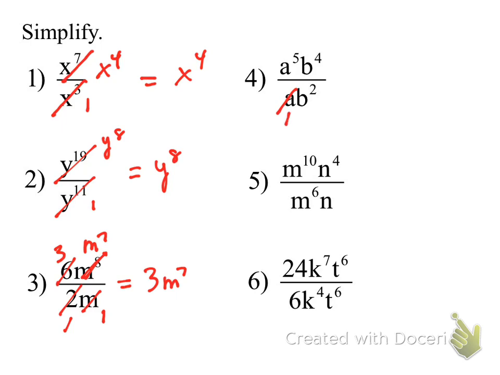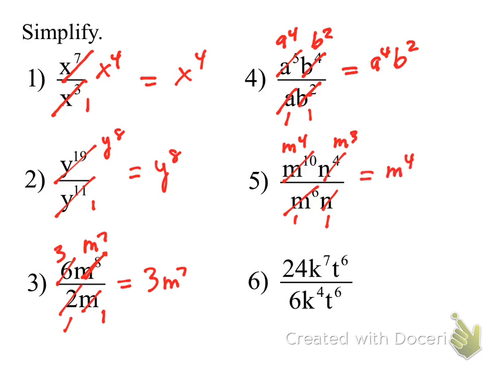I'm going to take 1 out, 1a here. I'm left with a to the 4th. I'm going to take 2 b's out here. I'm left with b squared. So it's a to the 4th. Oh, what happened here? I should have written 1. B squared. And here we're going to take 6 m's out. I'm left with 1. And here I'm left with m to the 4th. Do you see how fast it goes?